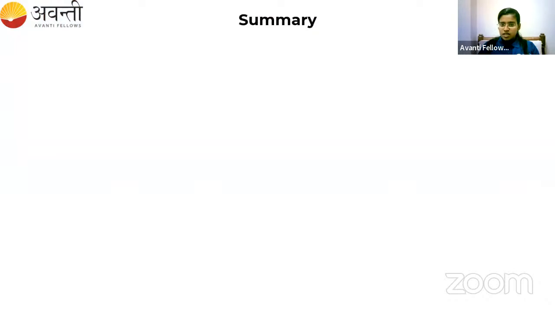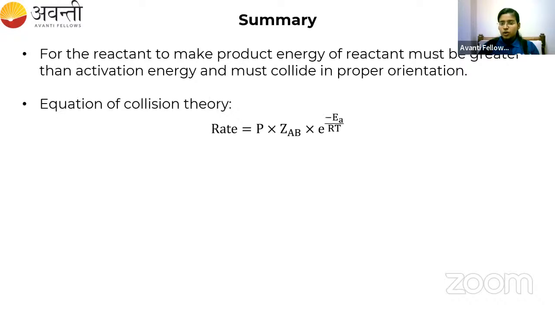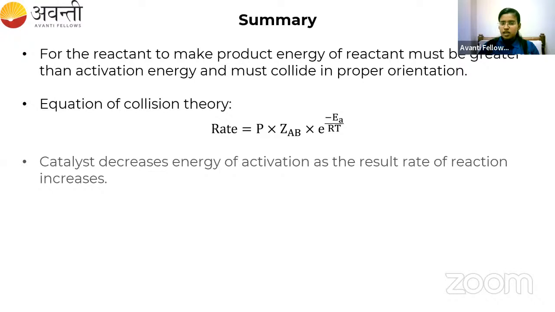Let me summarize. For the reactant to make a product, energy must be greater than activation energy and must collide in proper orientation. And the equation of collision theory is this. Catalyst decreases the activation energy, as a result rate of the reaction increases. Okay. Is it clear for all of you? Any doubt from this for anyone?